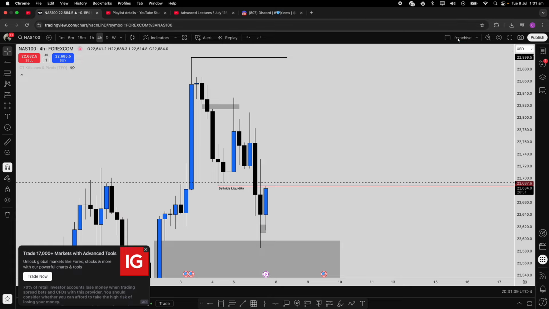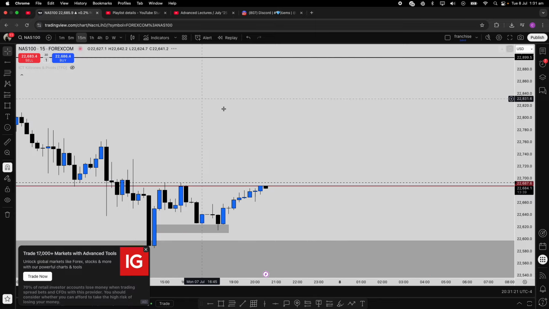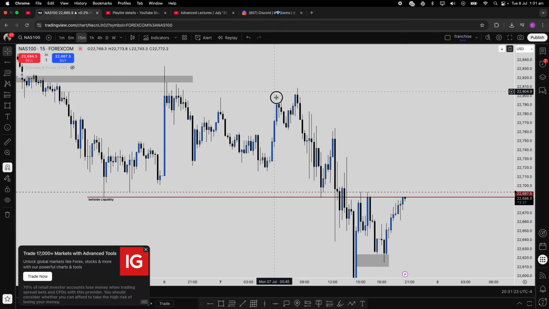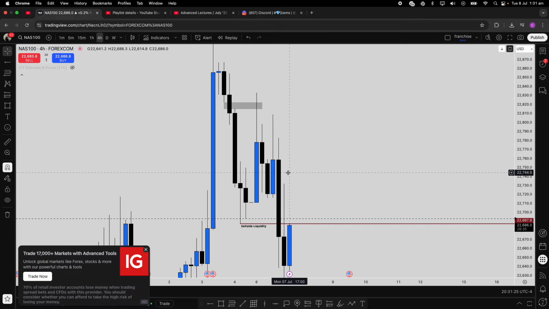IRL. It's really that simple. And then same here. We obviously come up into here. We're not just going to move straight down. As you can see, this comes back in. We then use this turtle soup, internal.